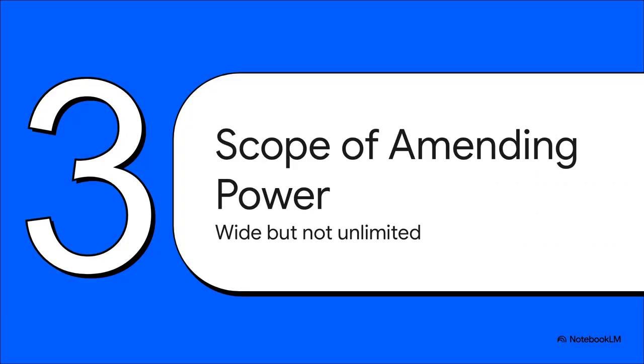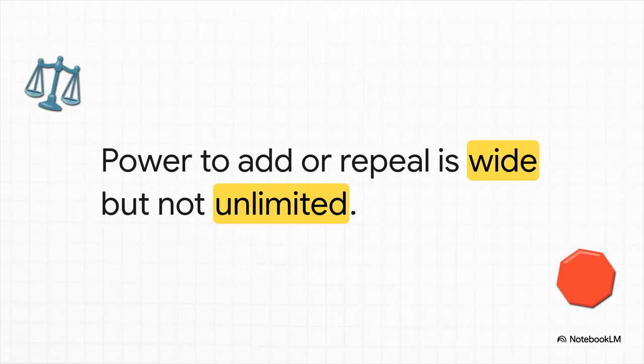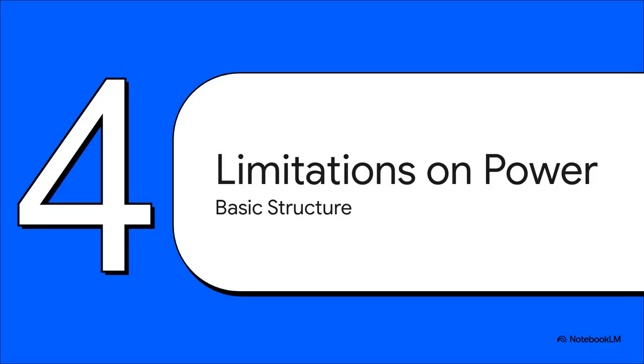Section 3, the scope of amending power. Dictate this into your memory. Parliament can add, alter, or repeal any provision of the Constitution. Power is wide but not unlimited. Pay attention here. That second sentence is the pivotal ratio you must highlight. Underline wide but not unlimited. This specific phrase acts as the perfect academic bridge setting up the next, and frankly the most critical, section of your answer. Which brings us to Section 4, limitations on amending power.